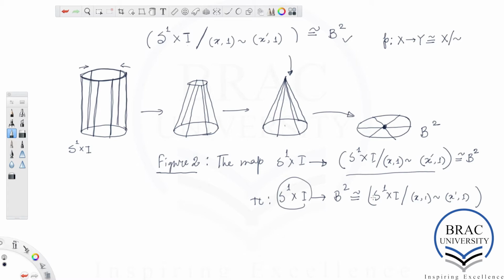Okay, good. All right. So now, recall that H from S1 cross I to X is a homotopy between the continuous map H and the constant map.